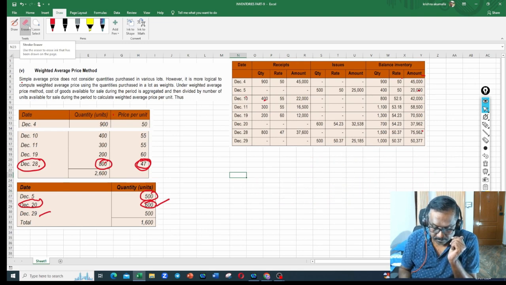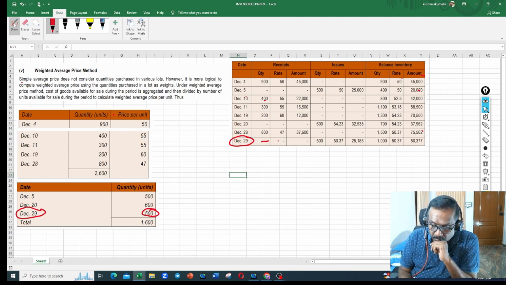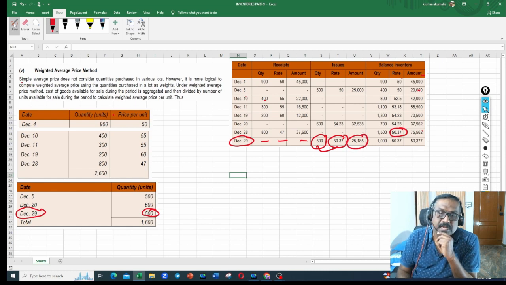Next date is 29th, December 29th. What happened? We issued the quantity, 500. So no purchases. December 29th is the date we mentioned here. No receipts, so dash. Then the issued quantity is 500. And what should be the price we need to take? The previous average price, which was 50 rupees 37 paisa. Multiply these two, you get 25,185 as your issued value.